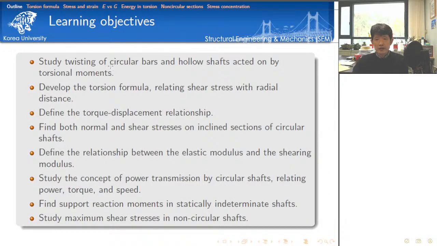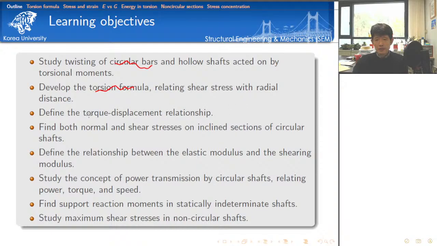The learning objectives are, we'd like to study the twisting of circular bars, and then a hollow shaft acted on by torsional moment. That's what we want to discuss. And then we'd like to develop the so-called torsional formula. The role of the torsional formula is to make a relation between the shear stress and the radial distance measured from the center of the cross section.